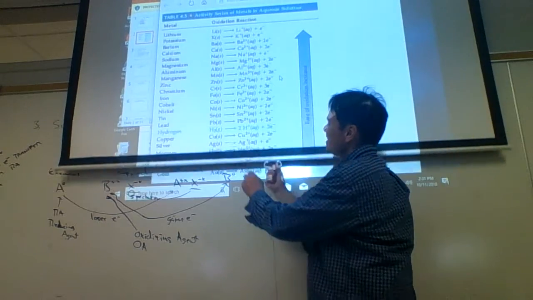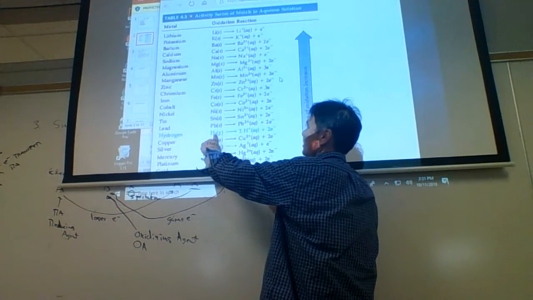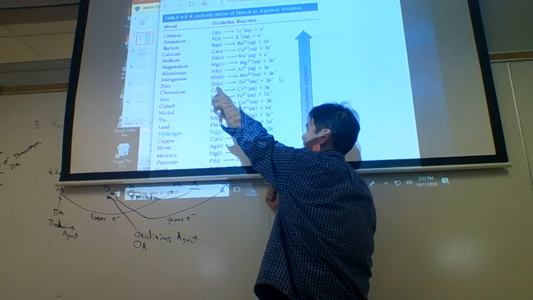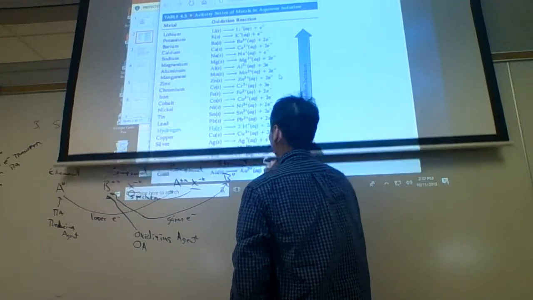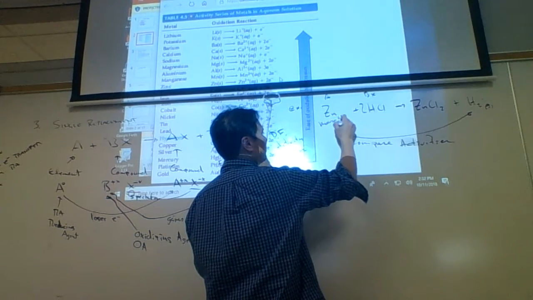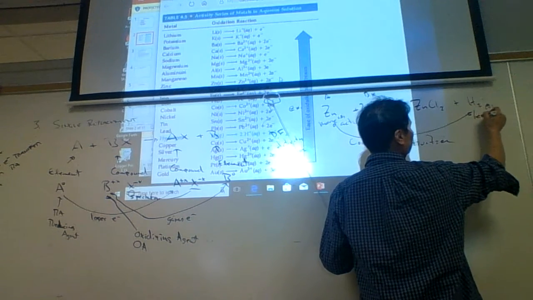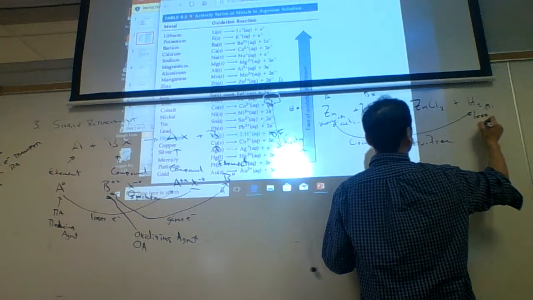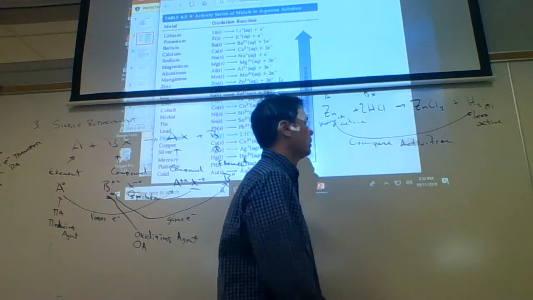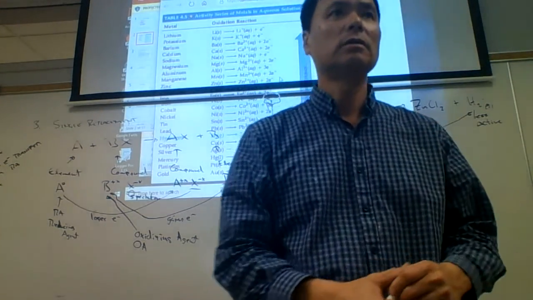Okay, so let's find zinc. Zinc's here. Let's find hydrogen, it's here. Which one's more active, zinc or hydrogen? Zinc is more active. If zinc is more active, then we're going from more active, zinc, to less active, hydrogen. And therefore, a driving force is present, and we expect this redox reaction to occur.